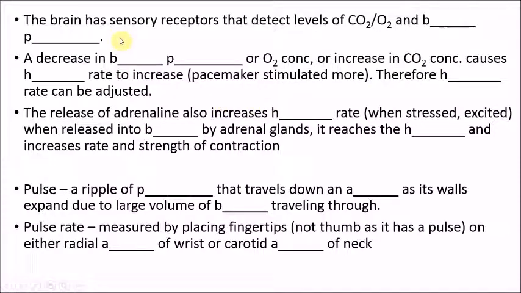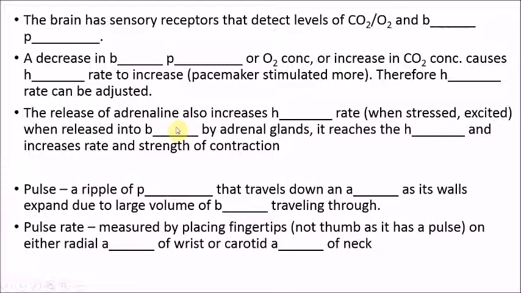So how that works is the brain has sensory receptors. Sensory receptors are things that detect things, and these detect the levels of CO2 and O2 and blood pressure. So there are three things they detect. Now a decrease in blood pressure or oxygen concentration, or an increase in CO2 concentration, causes heart rate to increase. The pacemaker is stimulated more by these electrical messages, therefore the heart rate can be adjusted.